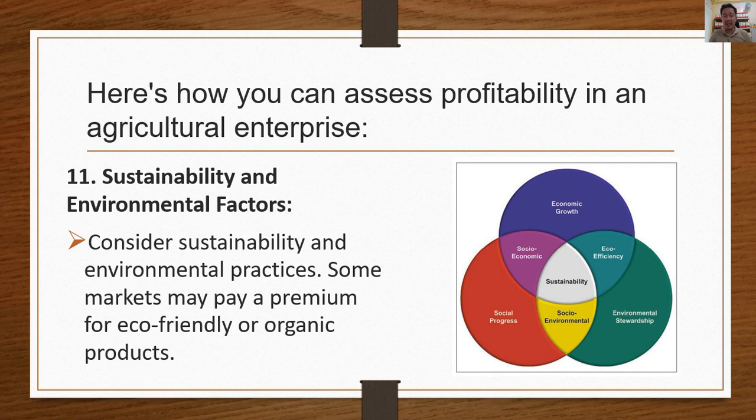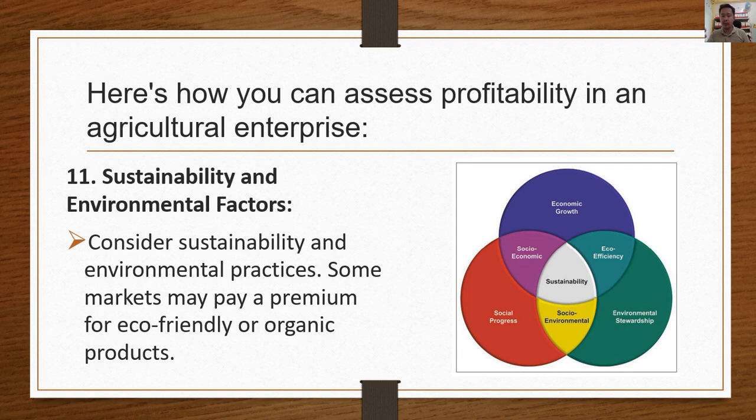Then let's proceed to sustainability and environmental factors. So in my illustration, we have three major components. We have social progress. We also have environmental stewardship and also economic growth. And in these three main components, that is where the sustainability is. So these three major components are overlapping each other.